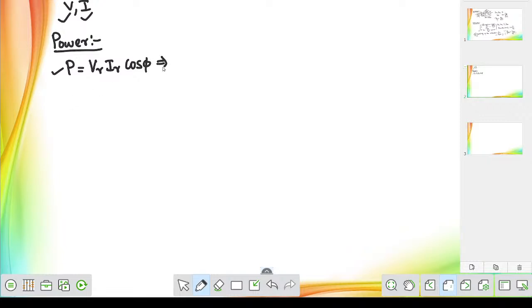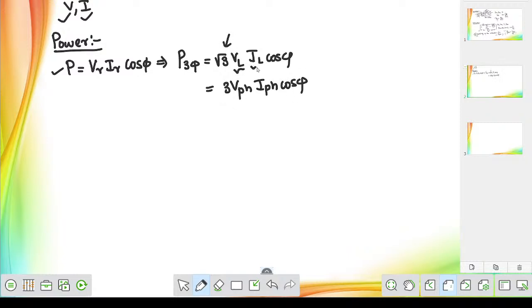Suppose you are measuring three phase power, then it will become root 3 times line RMS voltage into line RMS current into cosine of the phase angle difference between them, or 3 times per phase RMS voltage into per phase RMS current into cosine of the phase angle difference between them. Factor root 3 will come when we are using line parameters, and 3 will come when we are using per phase parameters. Remember these equations. This is for a three phase system.